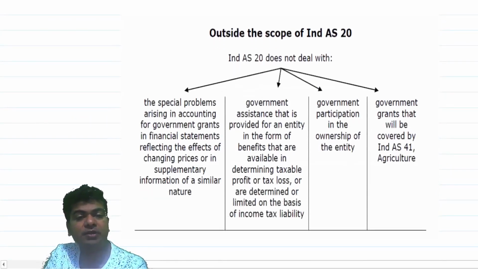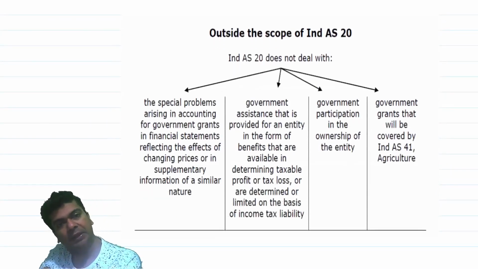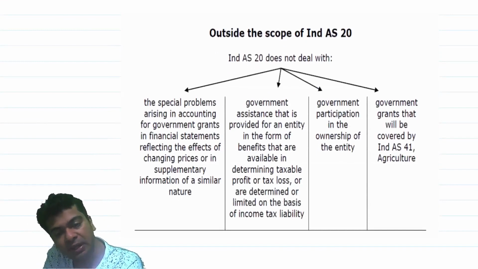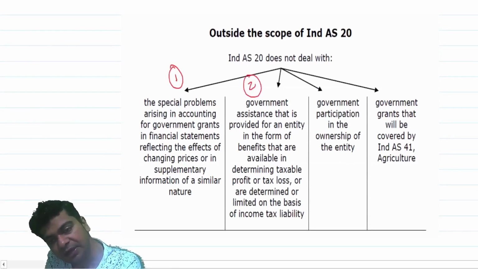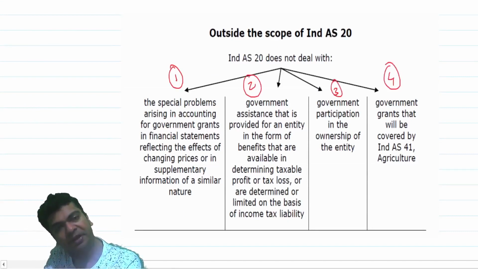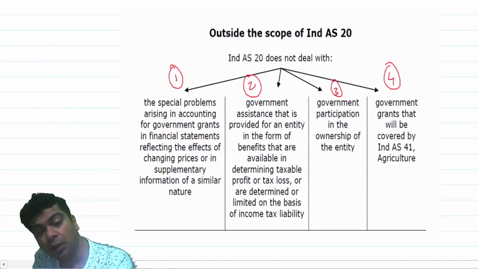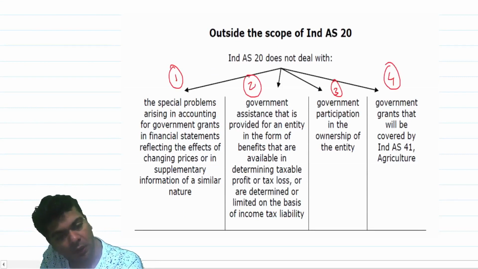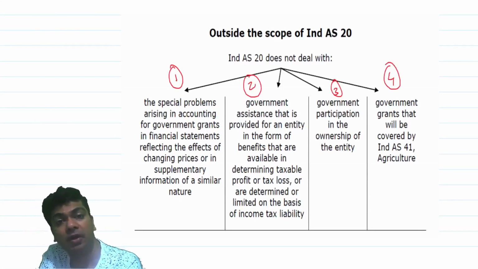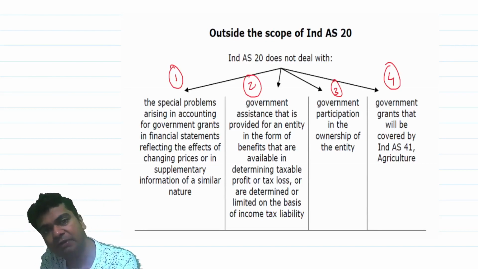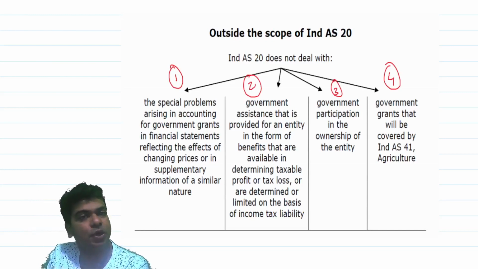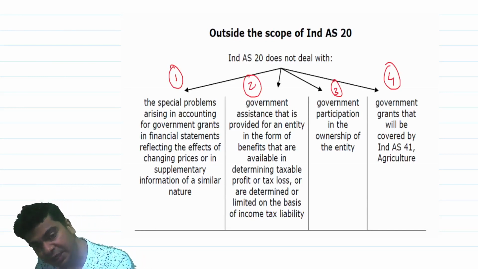What is outside the scope of Ind AS 20? Ind AS 20 does not deal with these 4 items. These 4 items are outside the scope of Ind AS 20. Let's understand that. The first one is, you start the accounting of the government grants and there are certain inflationary pressures. Now for hyperinflation, we have a separate Ind AS, but that Ind AS is not a part of our syllabus, so we will not be studying that.